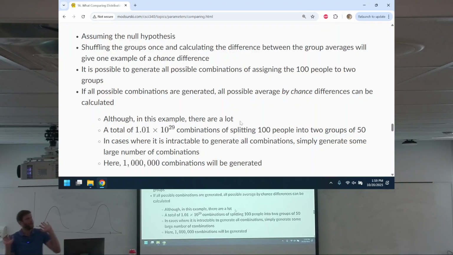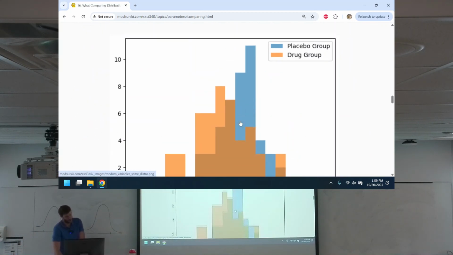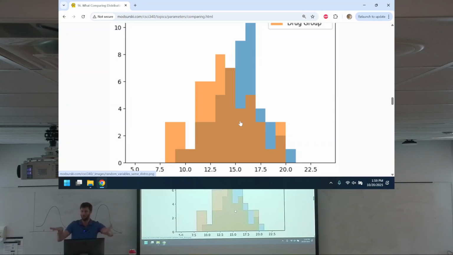I'm going to do that, shuffling the groups once and calculate the difference, okay? So technically, if there's no difference, this would be one example of a breakdown. I'm going to do it again, put everyone in a box, shake them up, and then split them. And then recovery time, recovery time, get that distribution. Do it again, repeat, repeat. I'll get a new distribution every time. It's going to look a little bit different every time, right? Why? Because we know to expect that, right?